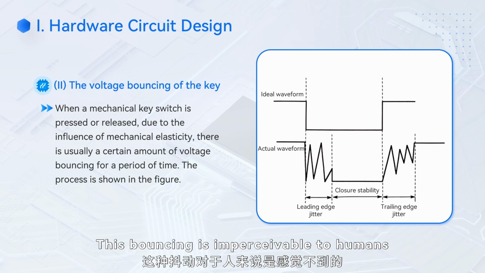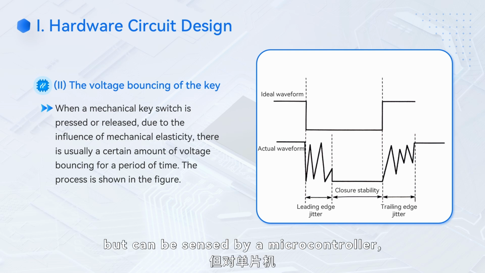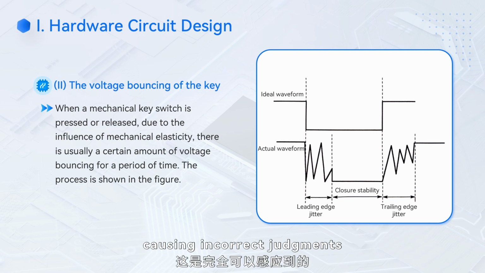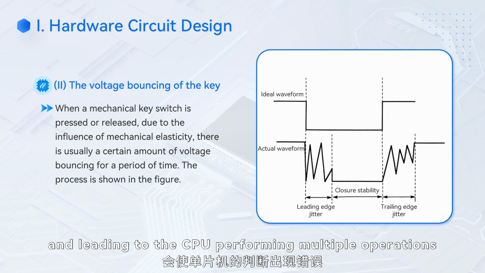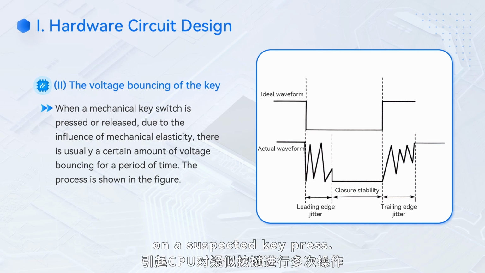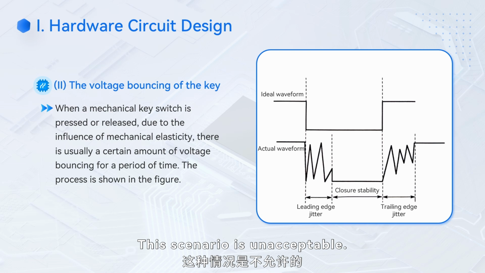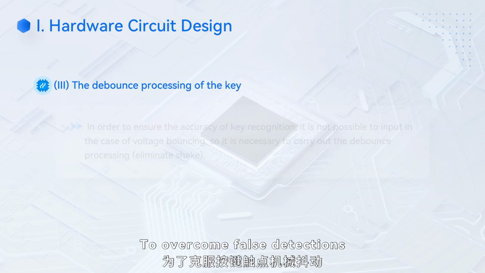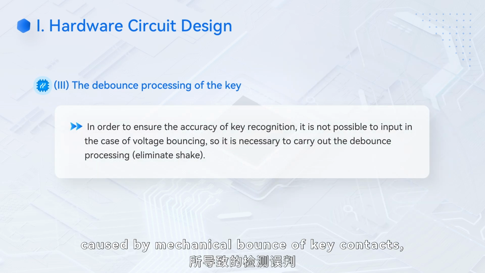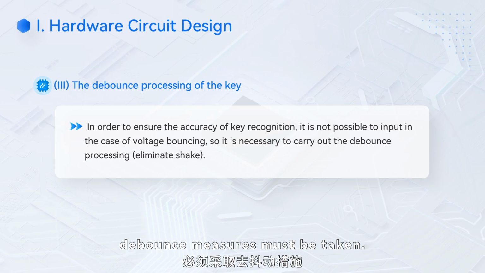This bouncing is imperceivable to humans but can be sensed by a microcontroller, causing incorrect judgments and leading to the CPU performing multiple operations on a suspected key press. This scenario is unacceptable. To overcome false detections caused by mechanical bounce of key contacts, debounce measures must be taken.